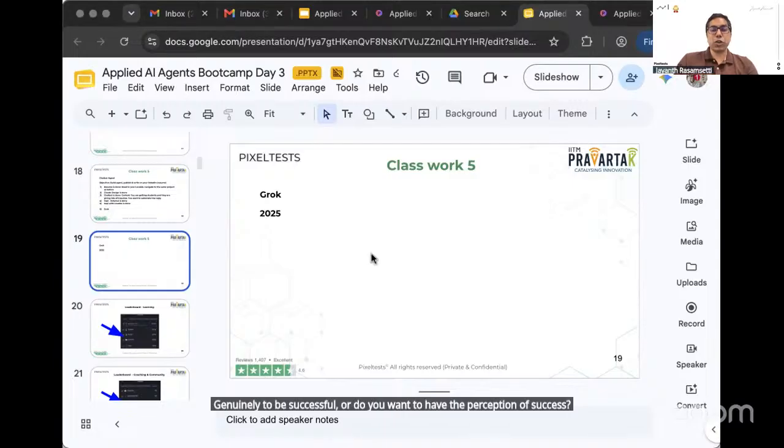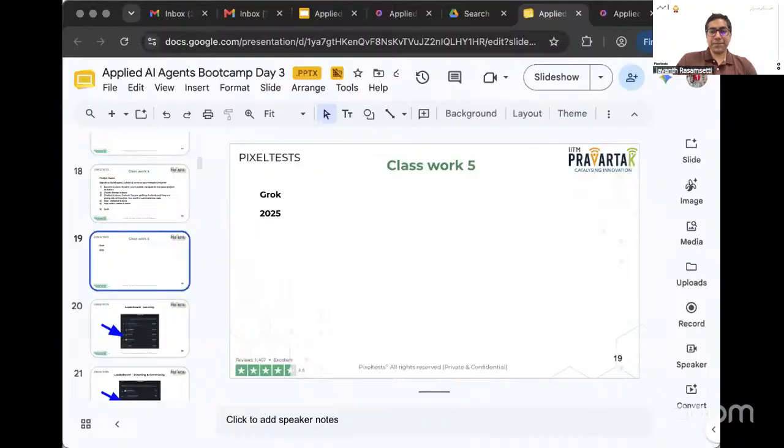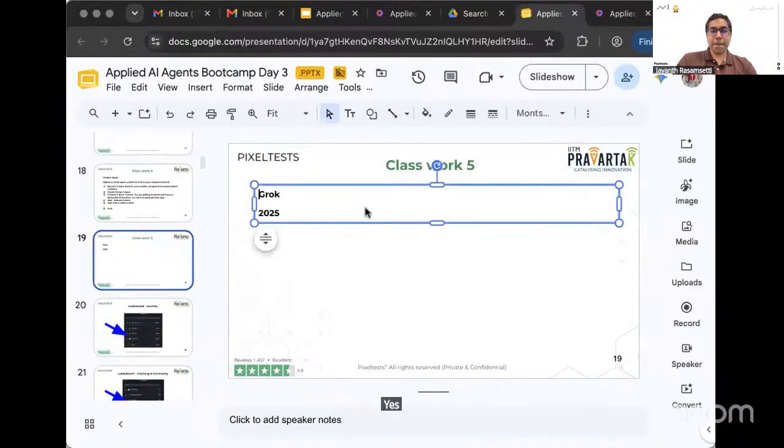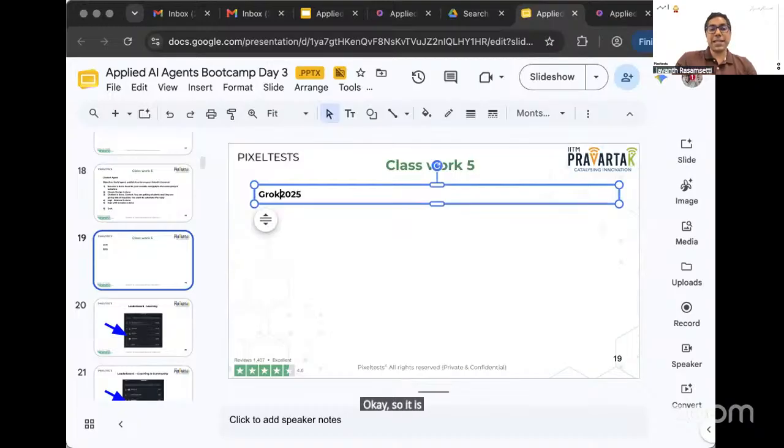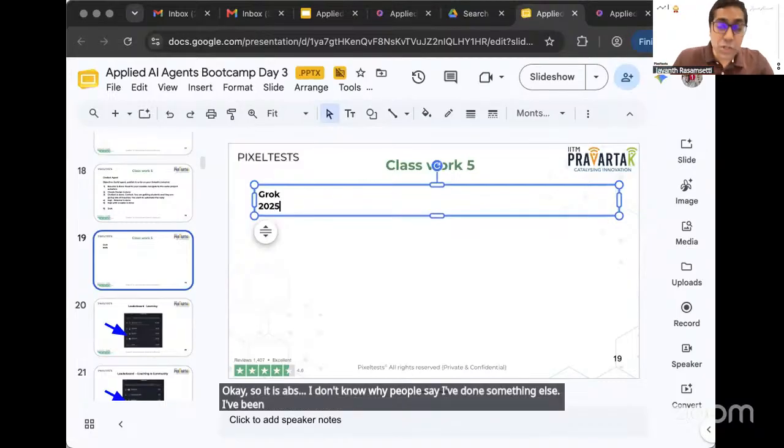Type I in the chat box. Yes, perfect. Okay, so it is apps. I don't know why people say they've done something else. I'm watching Netflix, I'm watching YouTube, I've done n8n, I've done so many other things. It just doesn't work like that.